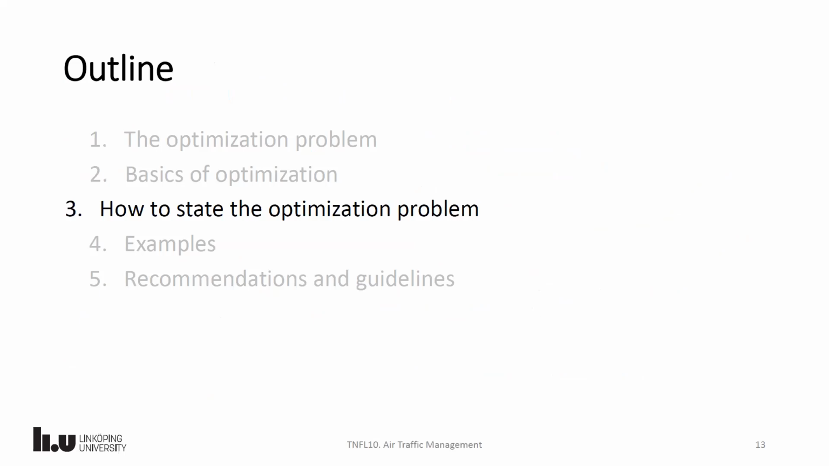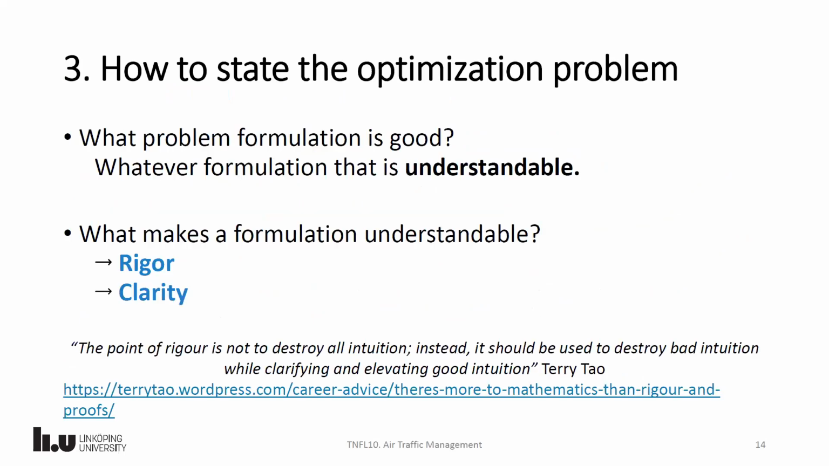Okay, so now we're coming to the most important part, which is how to state the optimization problem. How do we decide that the problem formulation is good? The most important thing is that the formulation is understandable. It must be understandable for the people that are reading your paper, or the professor, the lecturer, whatever your public is.